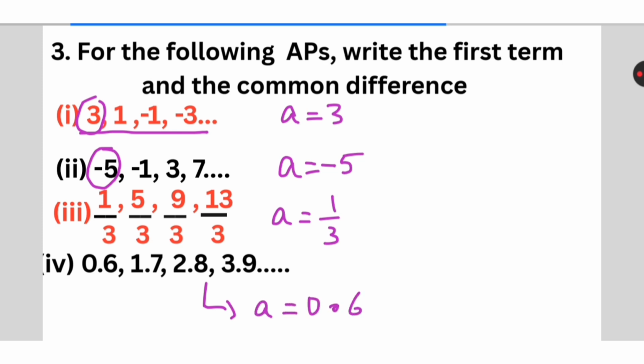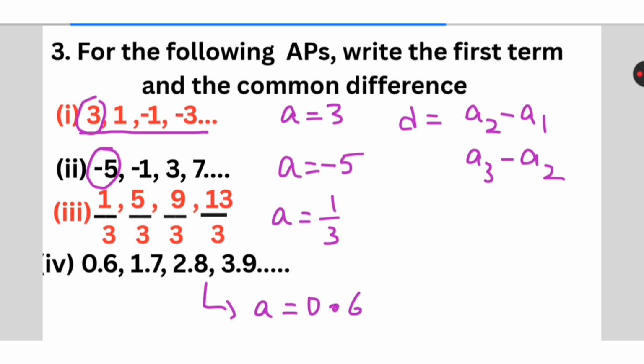That's very simple. Now we need to find the common difference, that is nothing but D. We need to find D. How can you get D? Either you do the second term minus the first term, then you can get the common difference, or you can do A3 minus A2, the third term minus the second term. Likewise you need to do.